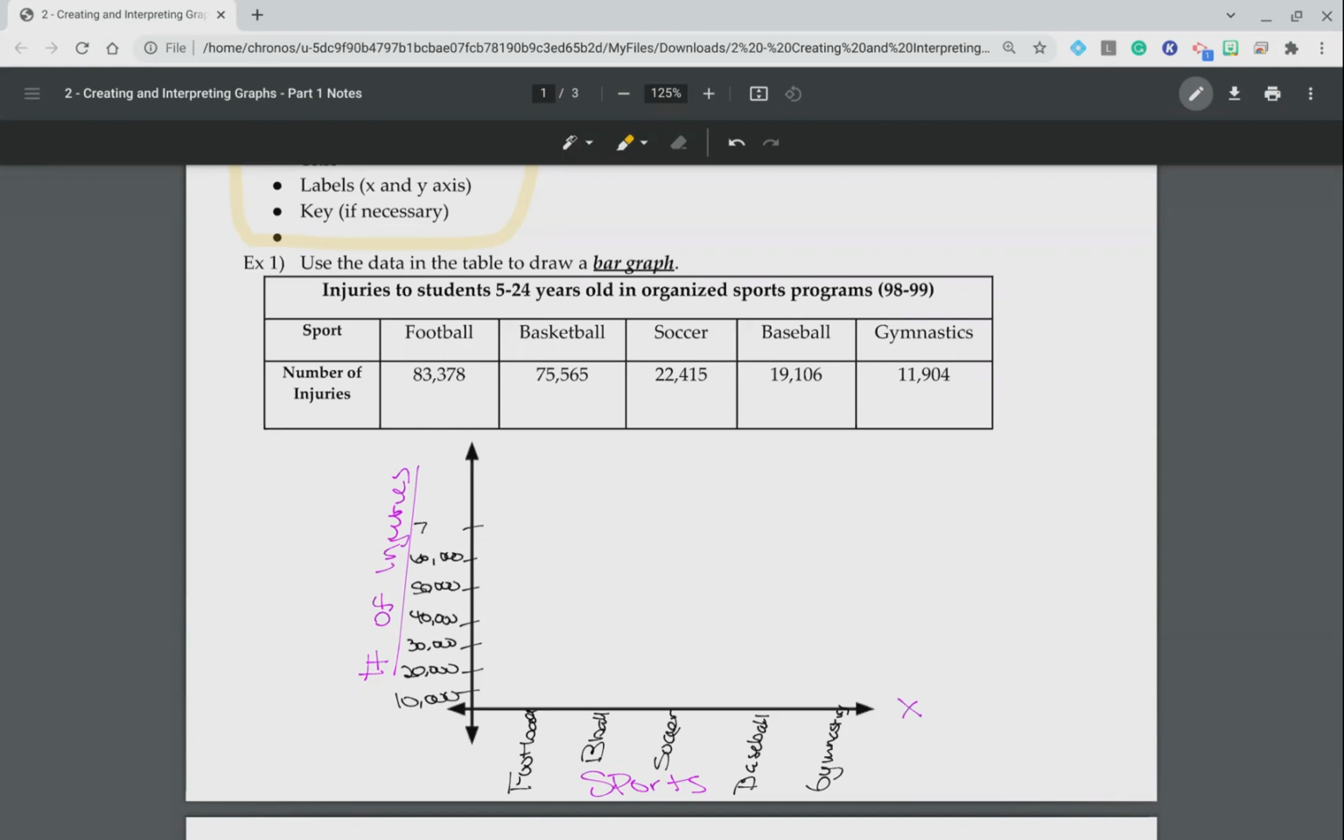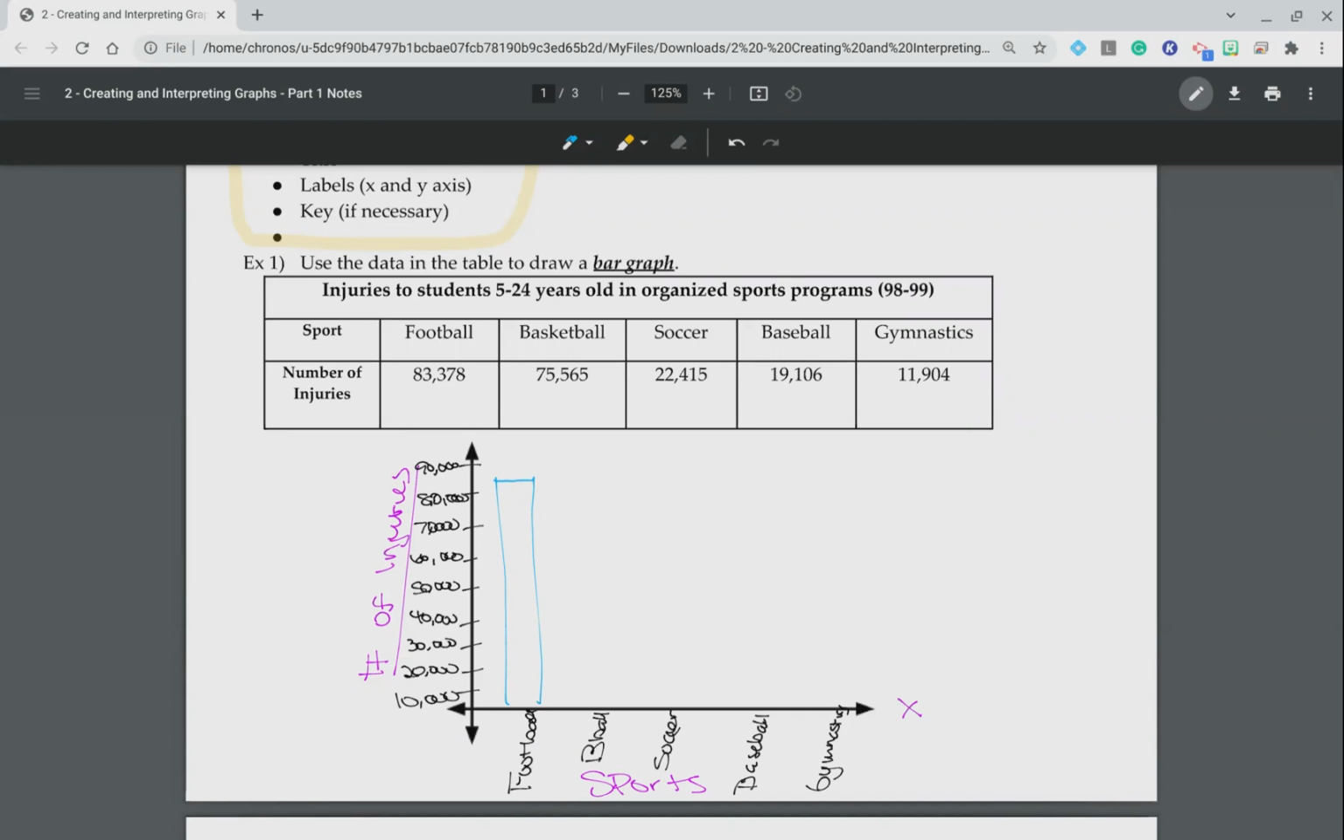And it looks like my biggest number is 83,000. So I'm going to go up to 90,000. Okay, and then I'm going to make this into a bar graph. So the number of football injuries is 83,378. Okay, so here's 80,000, and I'm going to go just a little bit above that and put in my bar for football.